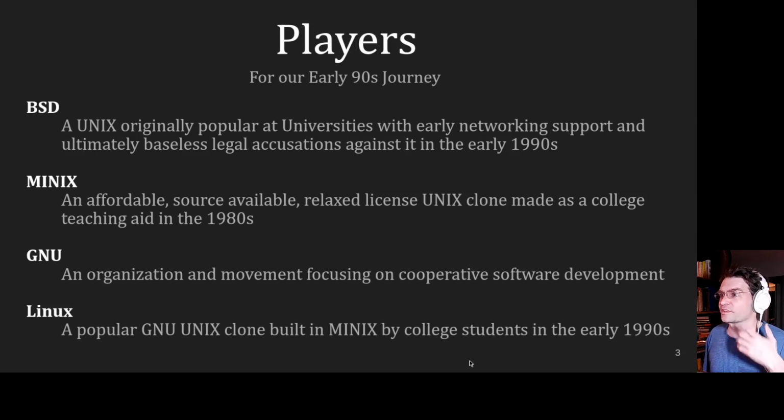This is a general talk. We want to introduce some of the players here, assuming that you don't know too much about any of this stuff. So BSD is a Unix originally popular at universities with early networking support and ultimately baseless legal accusations. It started around the 1970s or so. There was another version of Unix called Minix. It was founded by a guy named Tannenbaum in the mid-80s. It's going to be important for our conversation. And then there's GNU. It was founded by a leftist out of MIT who wanted to do cooperative-based software. And then, of course, there is the star, Linux, which is a GNU Unix clone built in Minix by college students in the early 1990s.